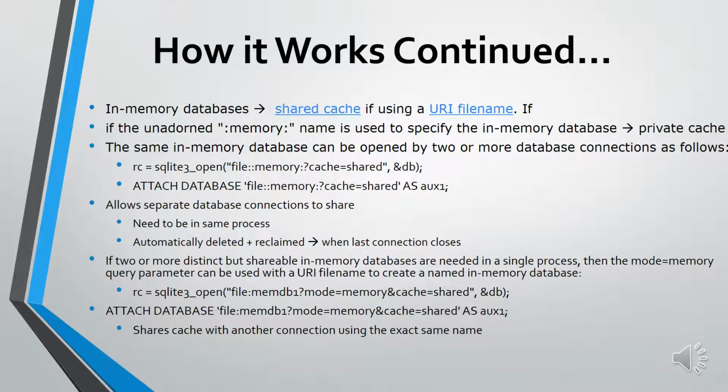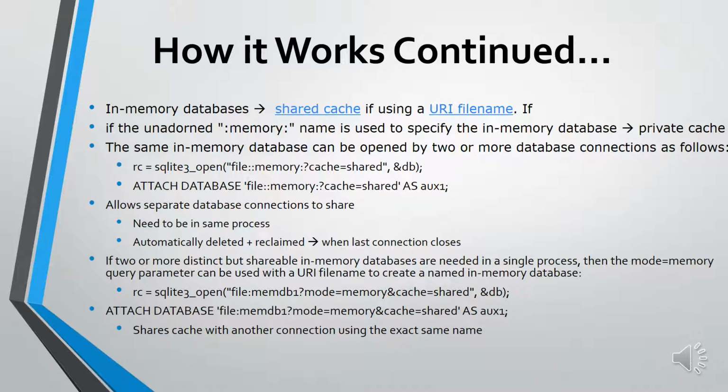In-memory databases are allowed to use shared cache if they are opened using a URI file name. If the unadorned memory name is used to specify the in-memory database, then that database always has a private cache and is only visible to the database connection that originally opened it. However, the same in-memory database can be opened by two or more database connections as follows, which is shown in the two bullet points, those two links. This allows separate database connections to share the same in-memory database.